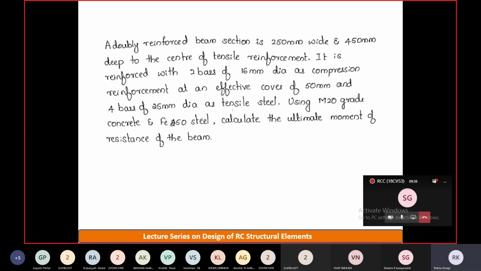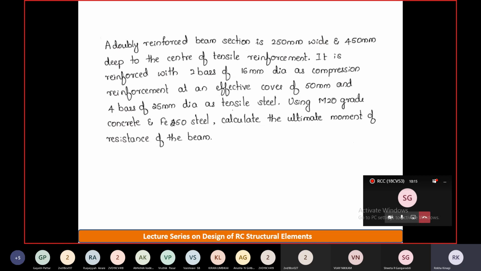The first one: doubly reinforced beam section is 250 mm wide and 450 mm deep to the center of tensile reinforcement. It is reinforced with two bars of 16 mm diameter as compression reinforcement at an effective cover of 50 mm and four bars of 25 mm diameter as tensile steel. Using M20 grade concrete and Fe250 steel, calculate the ultimate moment of resistance of the section.